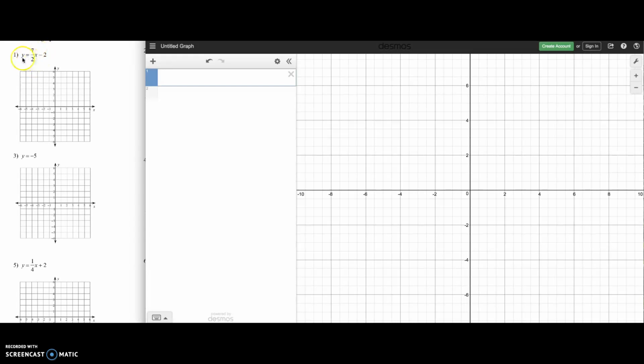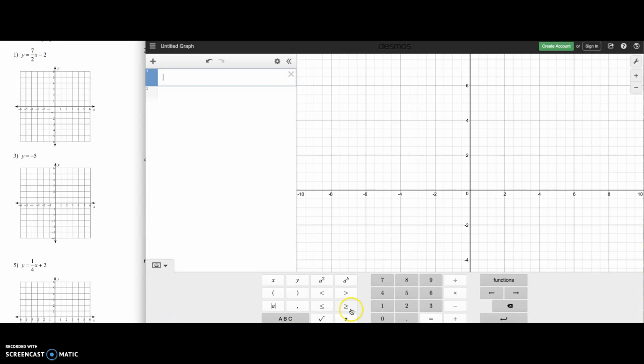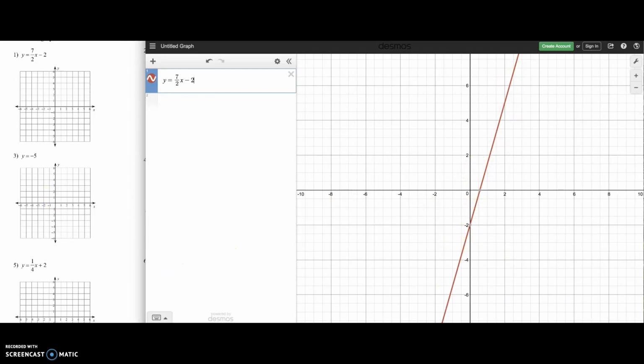Now, we have to type it in exactly how it's written. So here is the keyboard, and you can use this keyboard or you can use the keyboard on your computer, and you can type it in. And we're going to type in, so it's going to be y equals, and then 7 over 2. So we can use the fraction line, but then we have to use the over arrow so that we can get up here so that the x doesn't just belong in the denominator. Minus 2. So here we have a picture of that graph that goes right here.